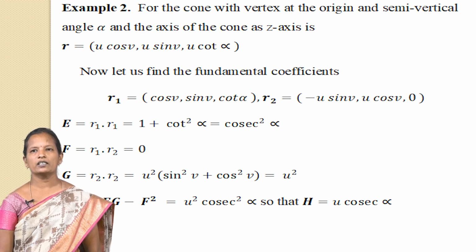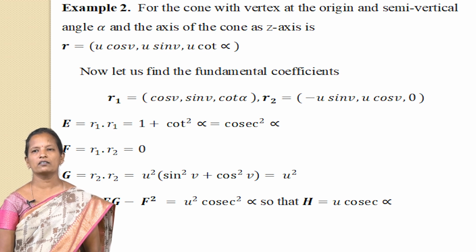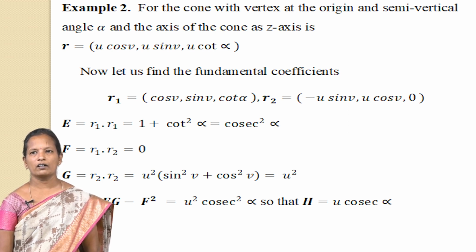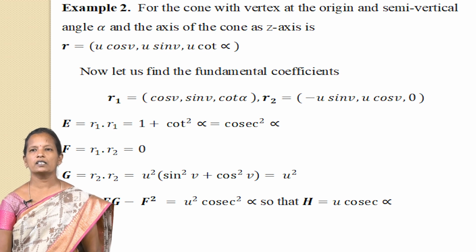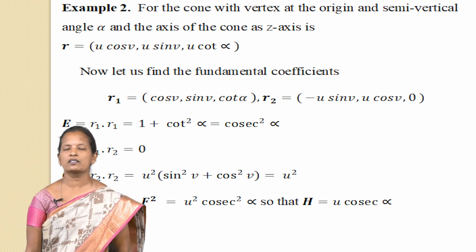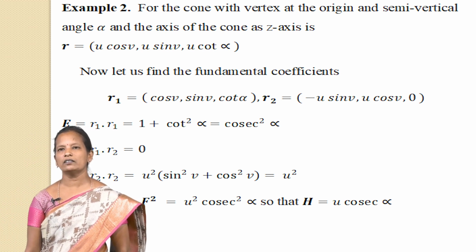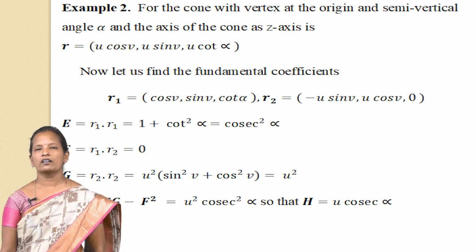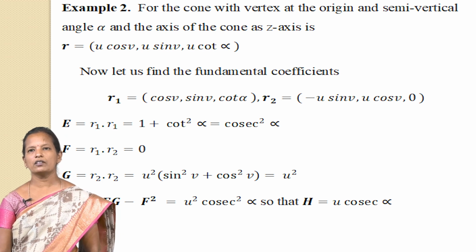So sin V into 1, sin V. And the last one is U cot alpha, cot alpha into 1, cot alpha. So R1 is cos V, comma, sin V, and cot alpha. And R2 means differentiate the R vector with respect to V. Okay, R2 is equal to U into U cos V.